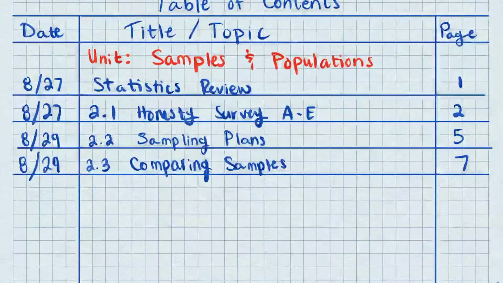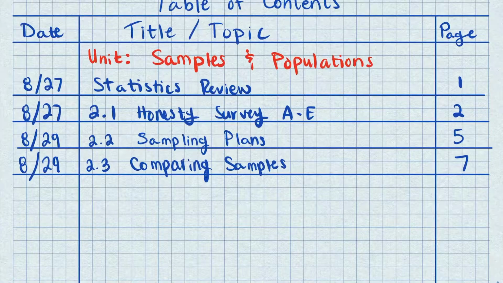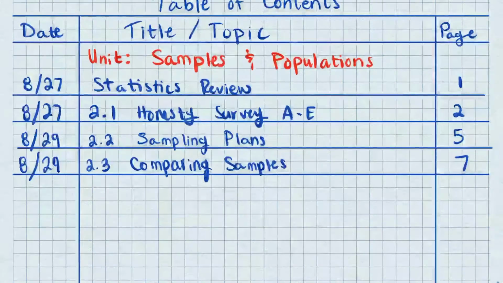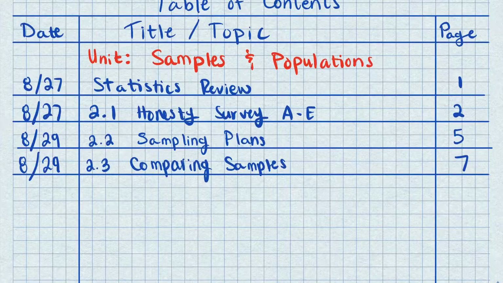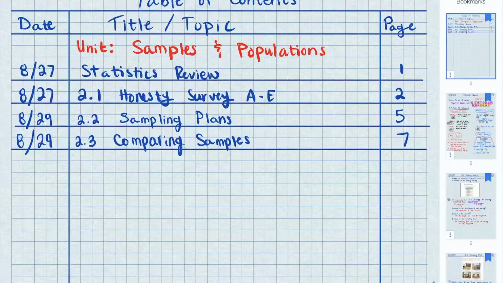Go ahead and open your notebooks to your table of contents. We are going to add in lesson 2.3, just like I have right here. Again, your page numbers may be different than mine. That's okay. Just make sure you're keeping count. Mine just so happens to be on page 7. So 2.3, comparing scales. Pause the video if you need some time to write it down. With that, let's go ahead and get started.